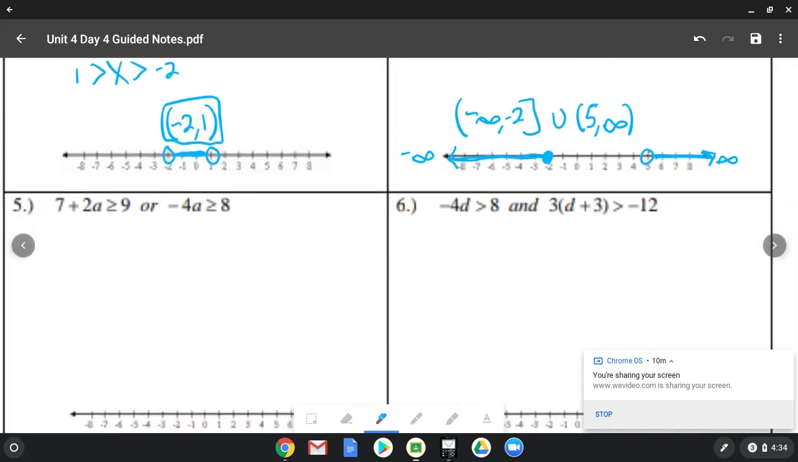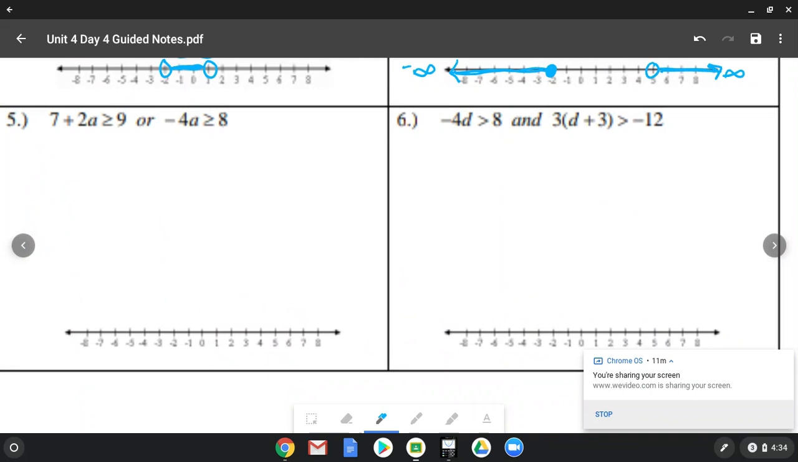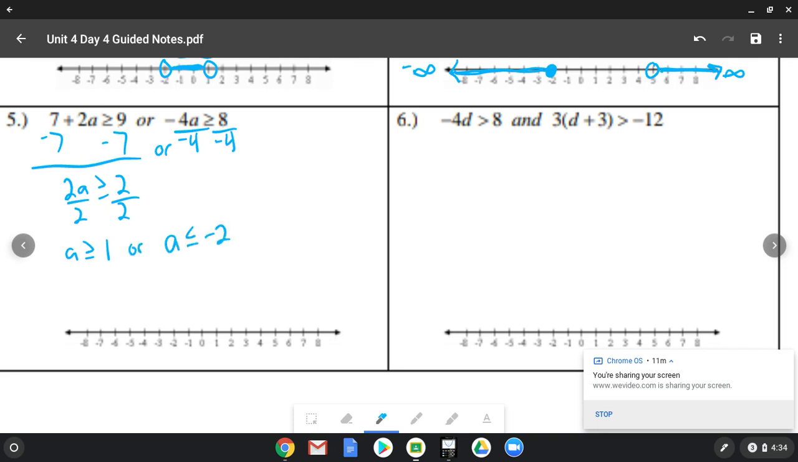And then 5 and 6 are my last two. So now I would subtract 7 on the left side. So I get 2a is greater than or equal to 2, divide by 2. And I get a is greater than or equal to 1. Or I divide by negative 4. I know when I divide by a negative, that flips that sign. So I'd get a is less than or equal to 2.